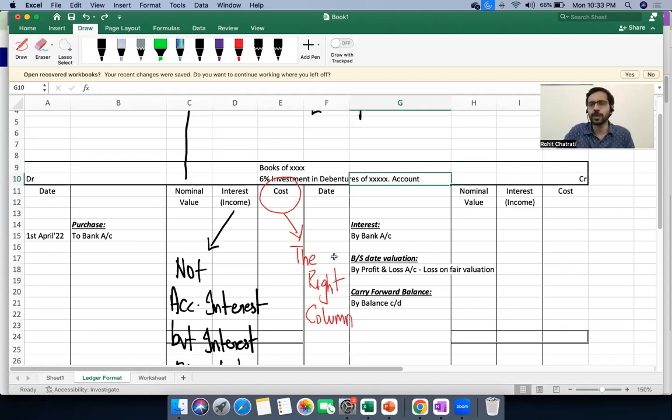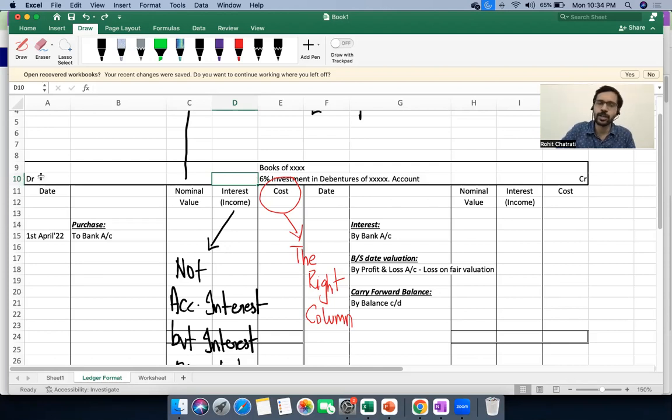In this example, I'm assuming that we are purchasing investment in debentures of some company. Debentures of X Limited, which means I have purchased debentures of X Limited, and the coupon rate is 6%. Whatever is written ahead is the coupon rate. So 6% investment in debentures means I have purchased debentures of X and the coupon rate for those debentures is 6%. So the name of the account is going to be 6% investment in debentures. Similarly, you will have investment in Reliance equity shares, investment in Infosys equity shares. If it is equity shares, you will not have a coupon rate to write ahead. But if it is a debenture, preferably always write the coupon rate ahead.